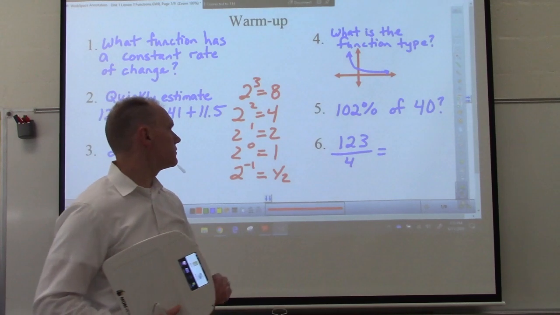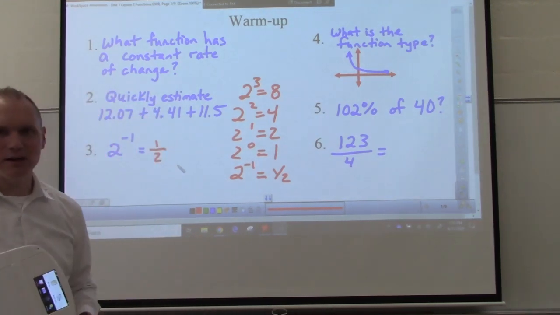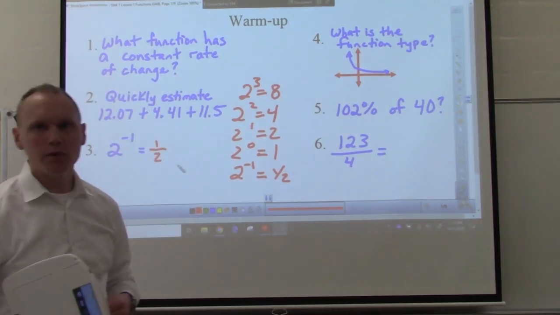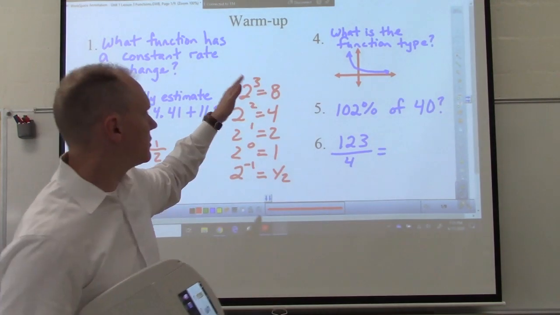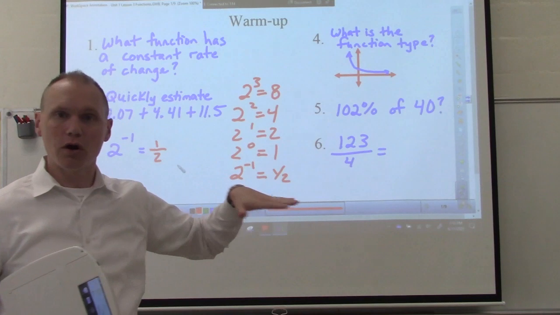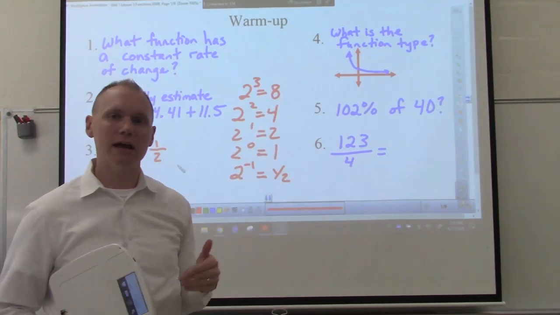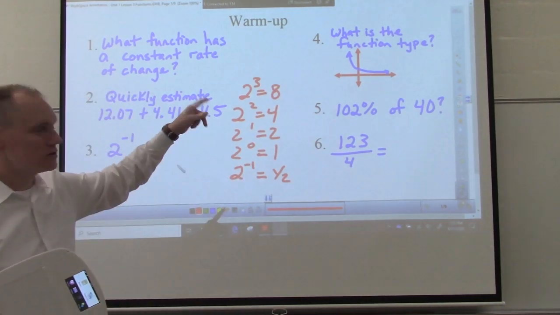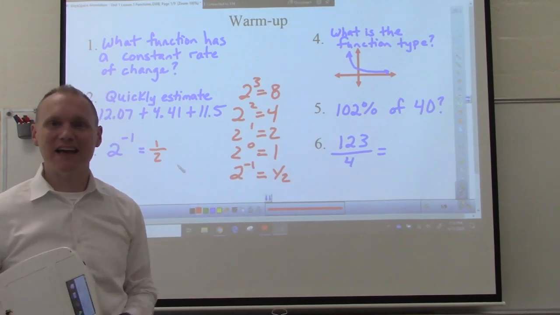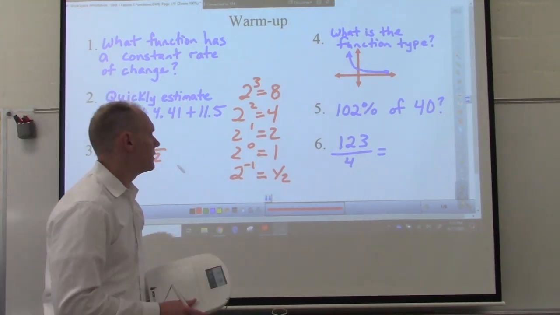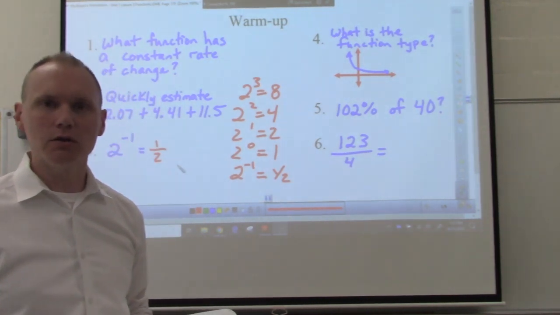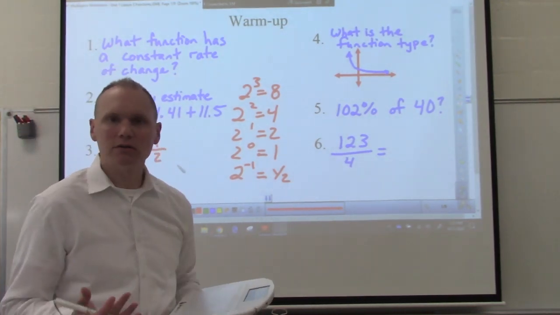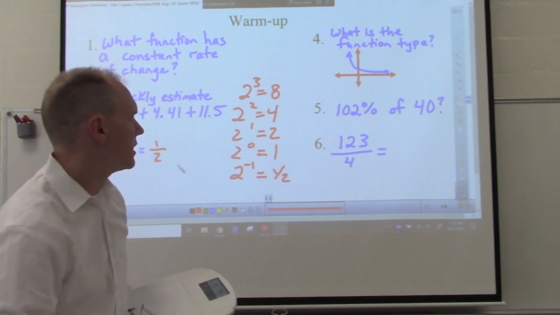All right, up next, 4. What is the function type here? If you remember from our last video, we talked about these types of functions that either grow exponentially or decay exponentially. And this is one where we're talking about decay exponentially. And we'll get into exponential functions later on in other units, but at least be able to recognize that the graph we're talking about here is an exponential function.